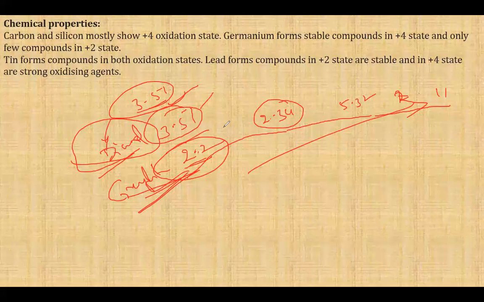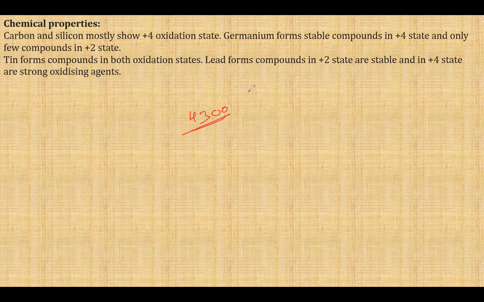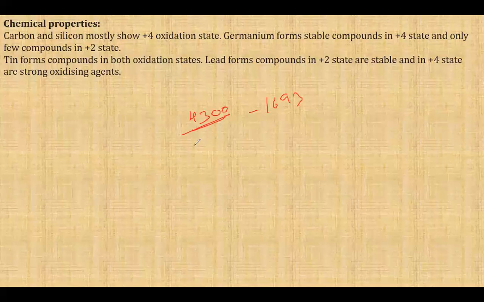And if you consider the melting point also, carbon has an extremely high melting point, that is roughly 4,300, or 3,473 if we take the exact value. In silicon it is 1,693. Then it decreases to 1,218 for germanium. Then it decreases, tin is 505, and lead is almost 600.